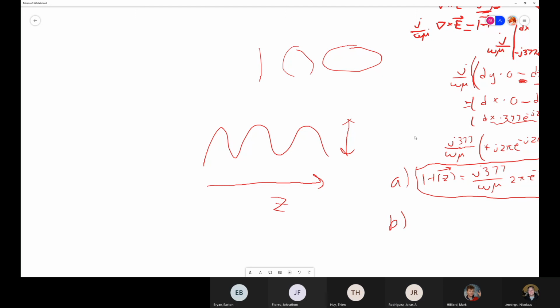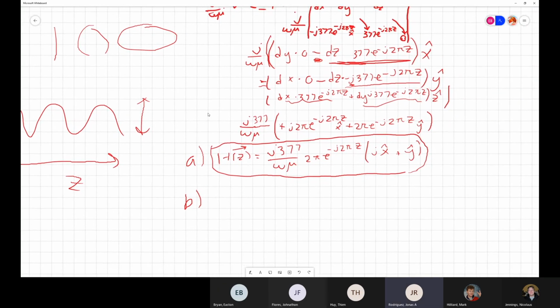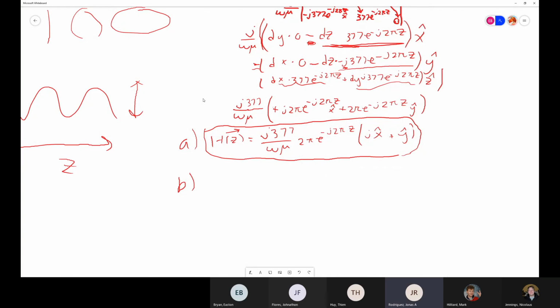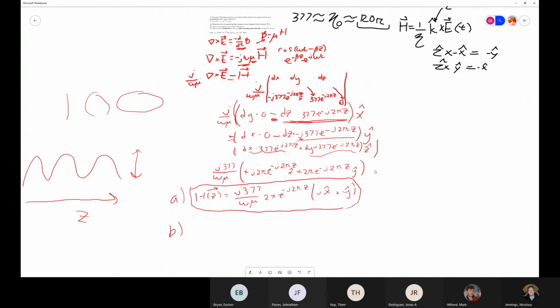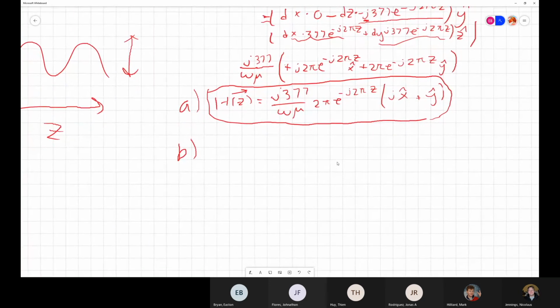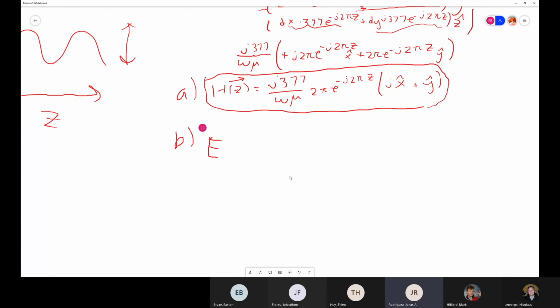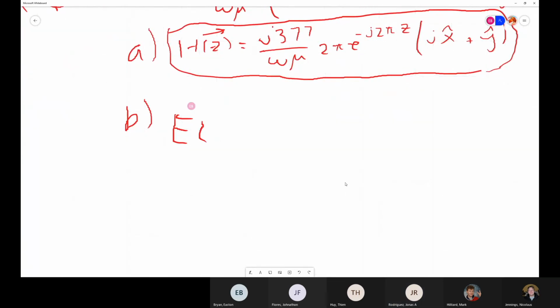Part B is asking for the polarization of the wave, and so E of X is given as, what? Okay, five. Oh my gosh, can't speak either. The writing pad has me fighting for my life.